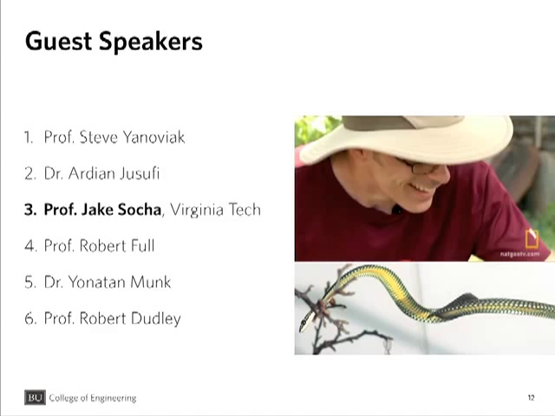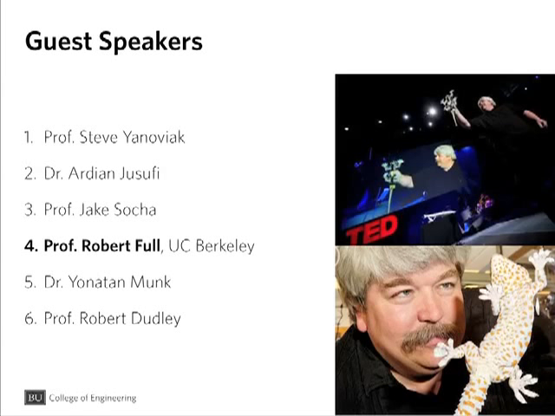Via Skype, I also interviewed Professor Jake Socha, who discovered the gliding snakes. We talked about the gliding snakes. The snakes are able to fall from a tree and glide by flattening their body. They get a flat belly by opening the ribs up, and they just become a wing. Their body becomes a wing. Professor Robert Full of TED Talk fame talked to them about the geckos as well. They loved this.